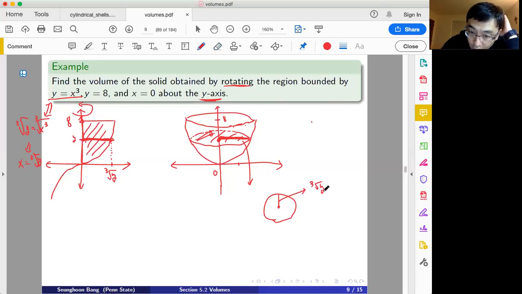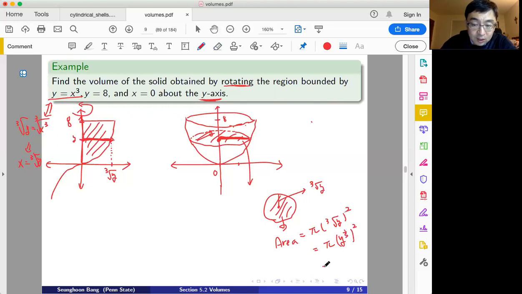The radius is the cube root of y. So what's the area? The area is pi times the radius, cube root of y, squared. So we have pi times y to the 1/3, squared, which is pi times y to the 2/3. This is the area. What about the volume? We can use another rule: the integral from the starting point 0 to 8.